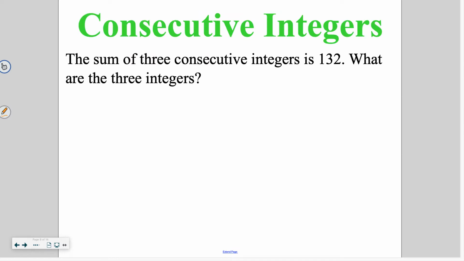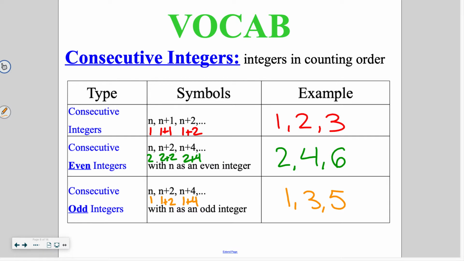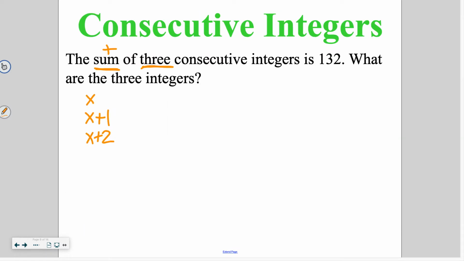So for example, it says the sum of 3 consecutive integers is 132. What are the 3 integers? So first we see the word sum, and we need to know that we are writing an addition equation. It's asking us for 3 consecutive integers. So my first number is going to be x. My second number is x plus 1. And my third number is x plus 2, following that pattern that we just had from the table of adding 1 every time. Now, since it says we're doing the sum, in order to write my equation, I'm going to have x plus x plus 1, that's my second number, plus x plus 2, my third number, and the total is going to be 132.